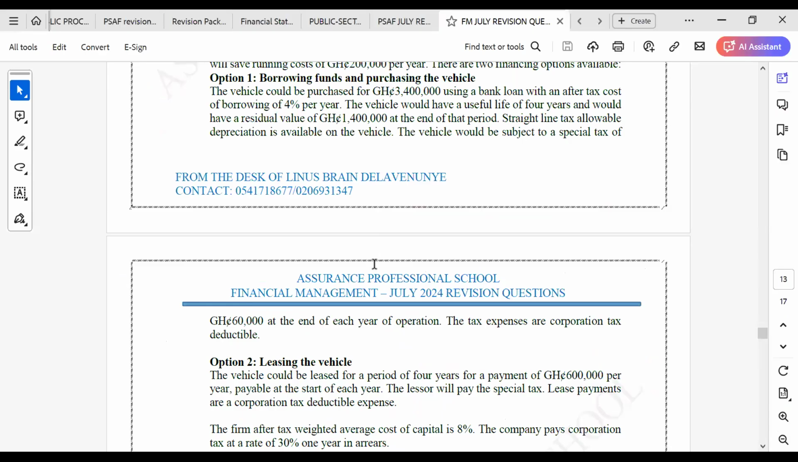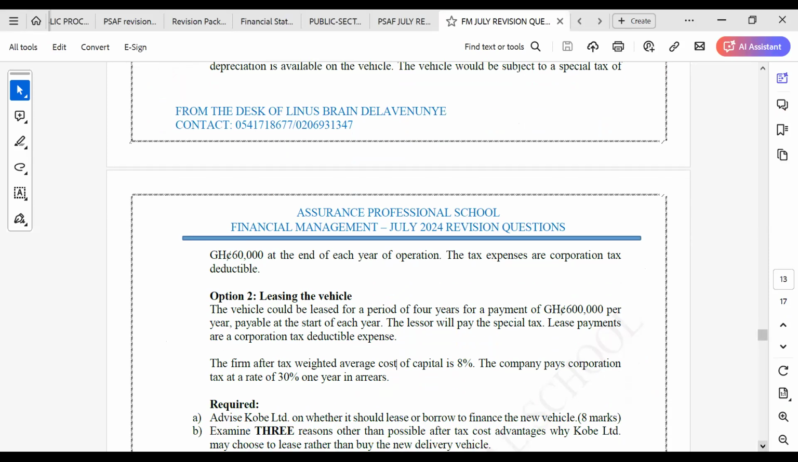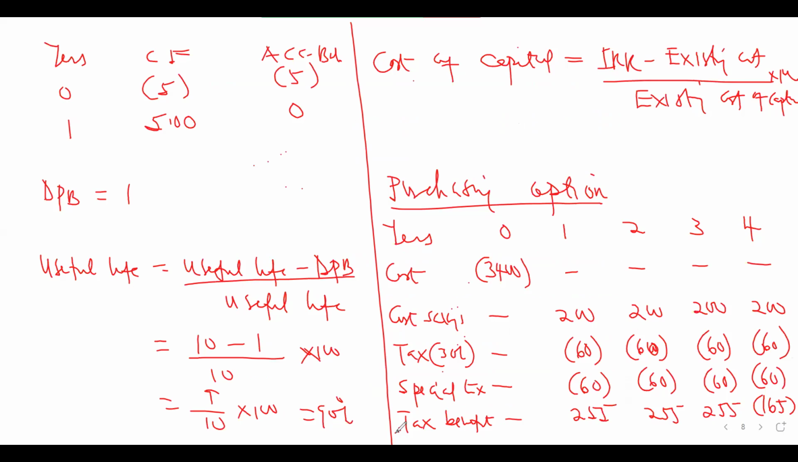Are you sure? They said the firm's after-tax weighted average cost of capital is 8%. The company pays corporation tax at a rate of 30%, 1 year in arrears. Okay. So these are the benefits.